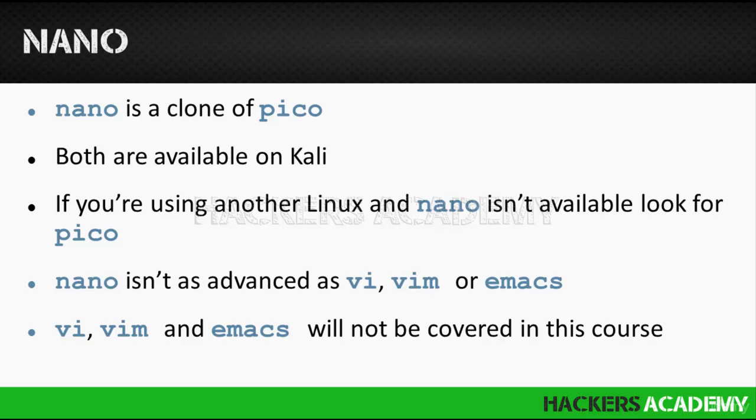There's a lot of different camps and supporters out there for Nano, VI, Vim or Emacs. You'll see a lot of debates and discussions online on which one is better and which one is more advanced and which one you should or shouldn't be using. Don't worry too much about this, especially if you're beginning in Linux. Nano is the easiest, however it's not as advanced as VI, Vim or Emacs. Having said that, VI, Vim and Emacs will not be covered in this course.